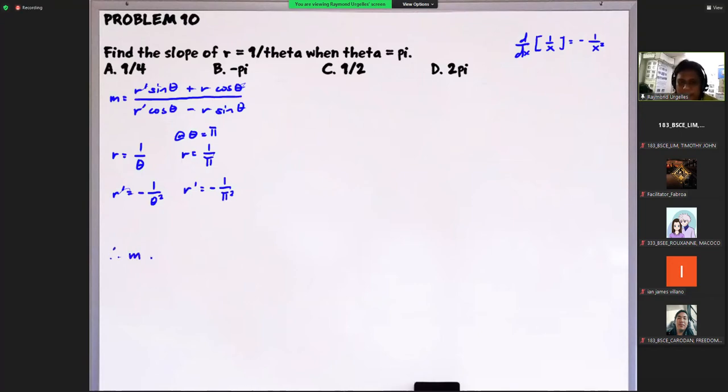So therefore, yung slope natin will be r prime. That's negative 1 over theta squared, so negative 1 over pi squared. No?